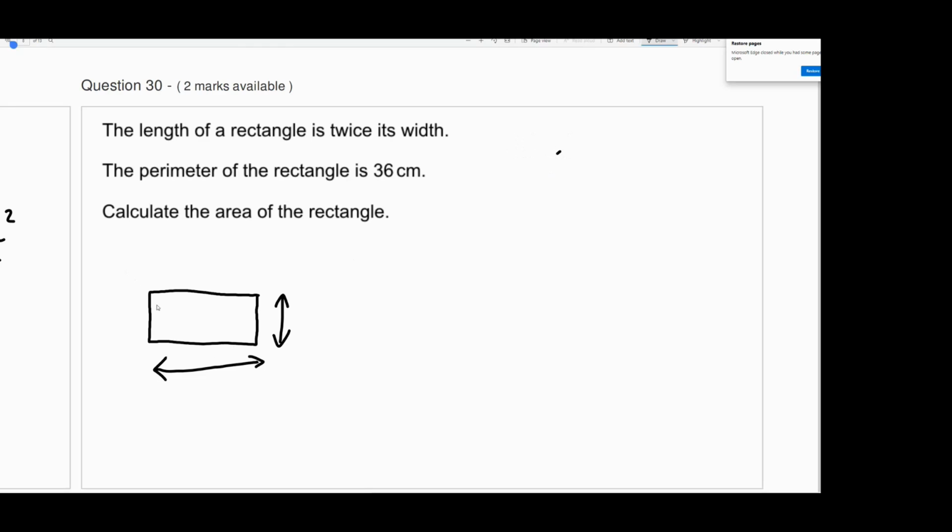if the perimeter is 36, right? What is the length and the width? What are these two sides going to add up to? What will those two sides add up to if the whole perimeter is 36?